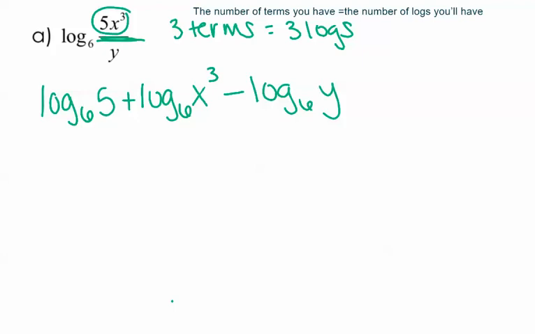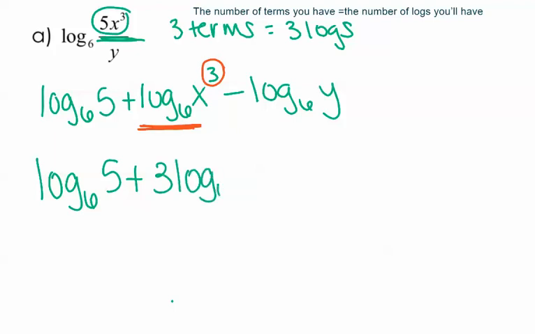I have to go ahead and get rid of this power. Now the exponent is only going to be a coefficient in front of the log that it's directly attached to. So it's only going to become a coefficient of just this piece right here. So finishing this problem off, log base 6 of 5 plus 3 log base 6 of x minus log base 6 of y.